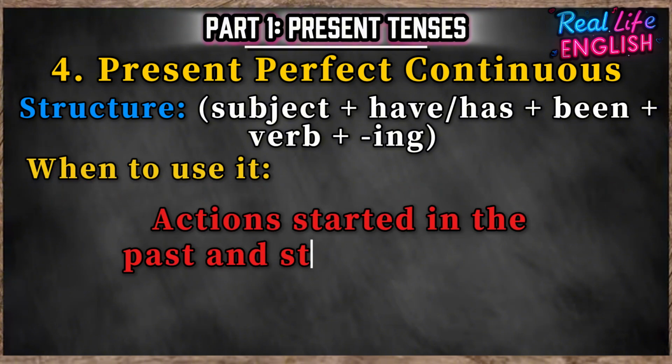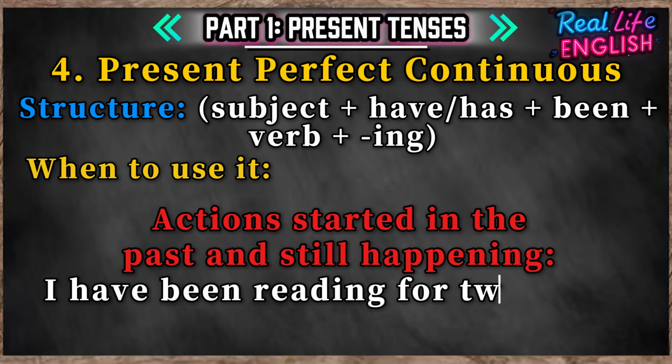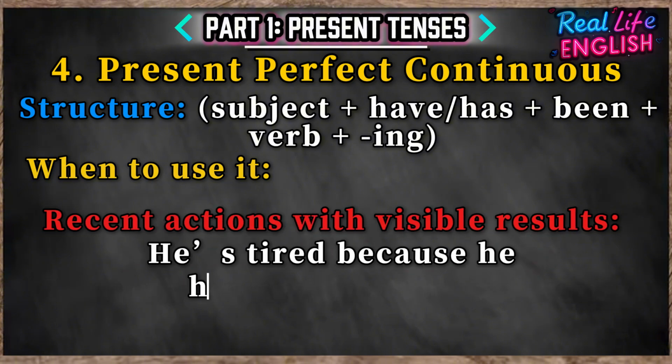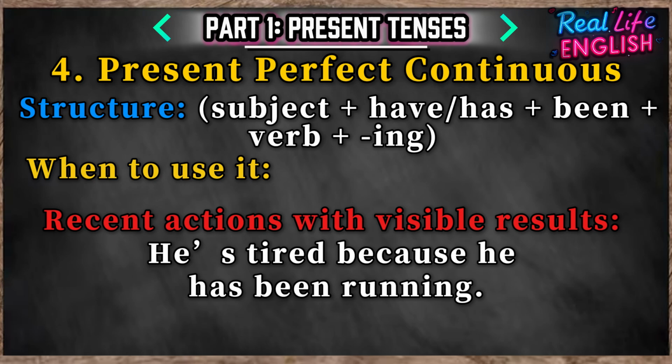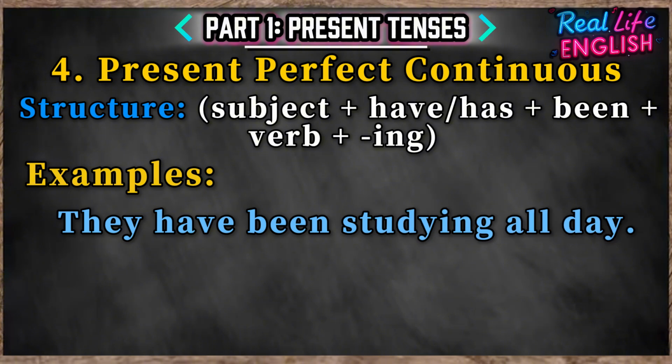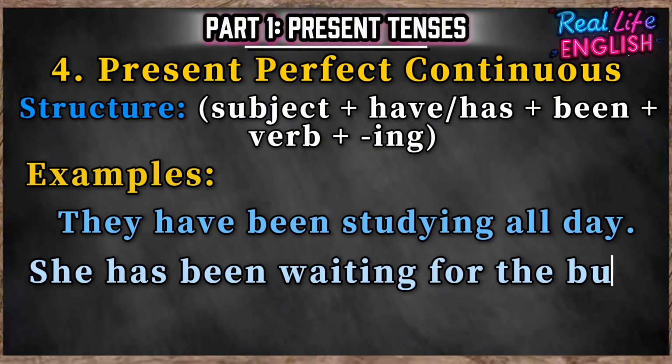When to use it. Actions started in the past and still happening. I have been reading for 2 hours. Recent actions with visible results. He's tired because he has been running. Examples. They have been studying all day. She has been waiting for the bus.